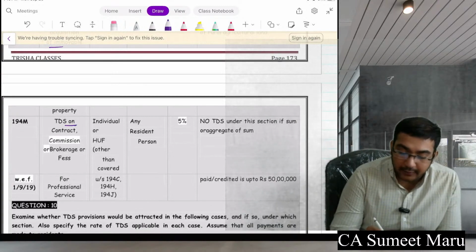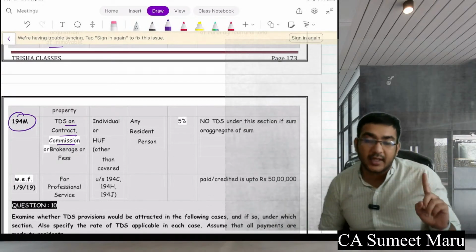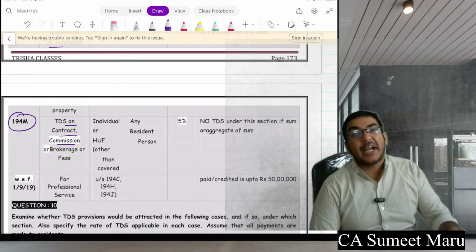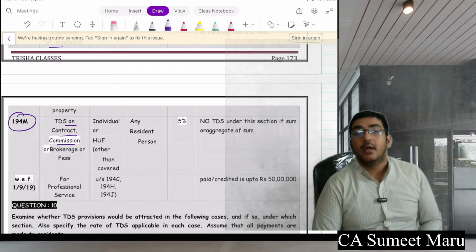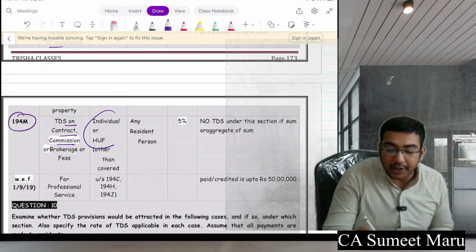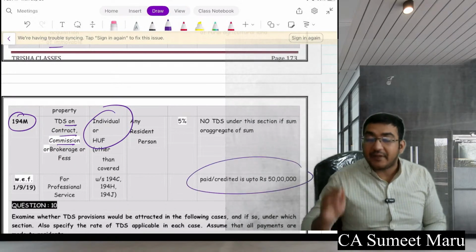TDS on contract, commission or brokerage. Now see, earlier what we learned of commission and brokerage, section 194H, was applicable only to audit companies, the company to whom audit was applicable last year. Now this is for the one who is an individual or HUF and paying brokerage up to 50 lakh rupees.